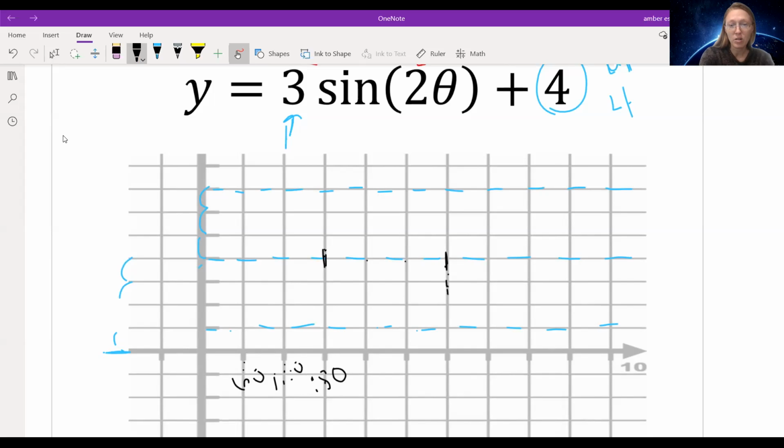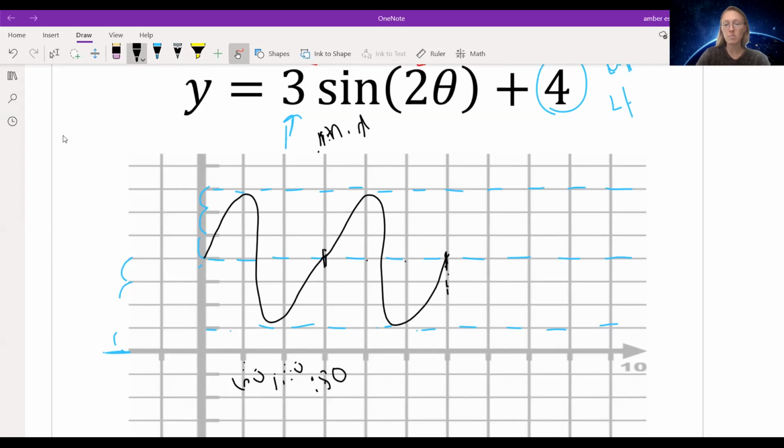It's a sine, so it starts at the midline. So remember, midline starts here and goes up, down, back up to the midline, and it does it again. Up, down, back up to the midline. So that is approximately my sine graph.